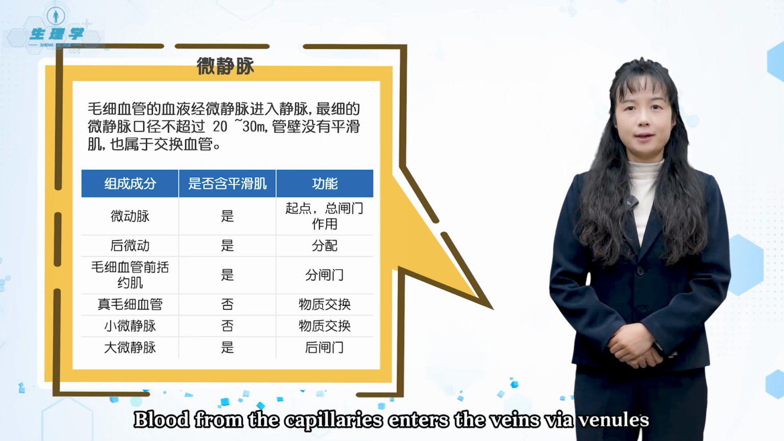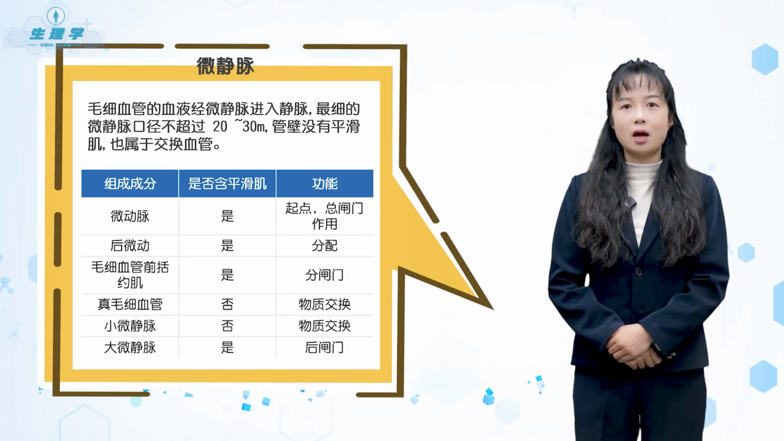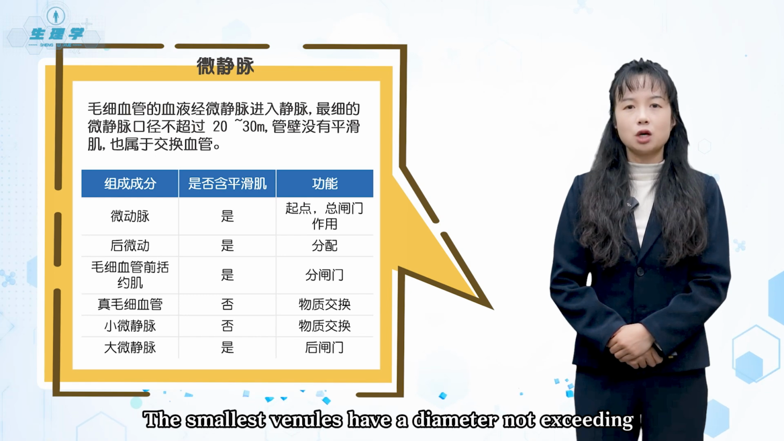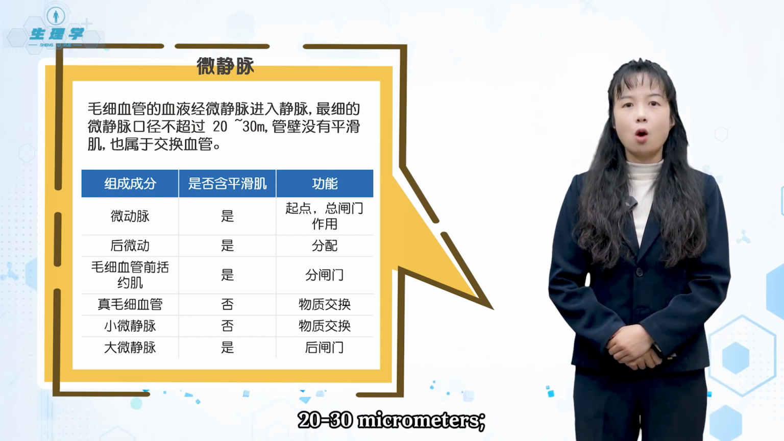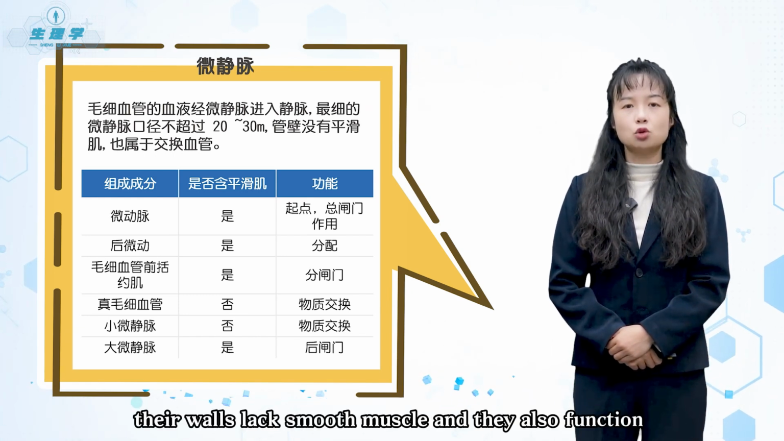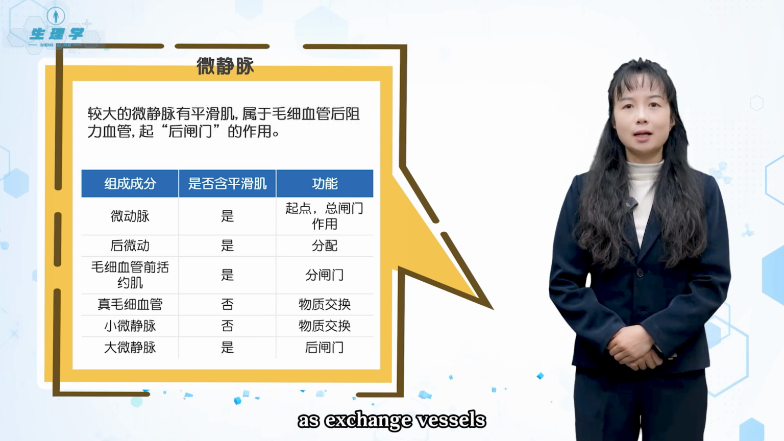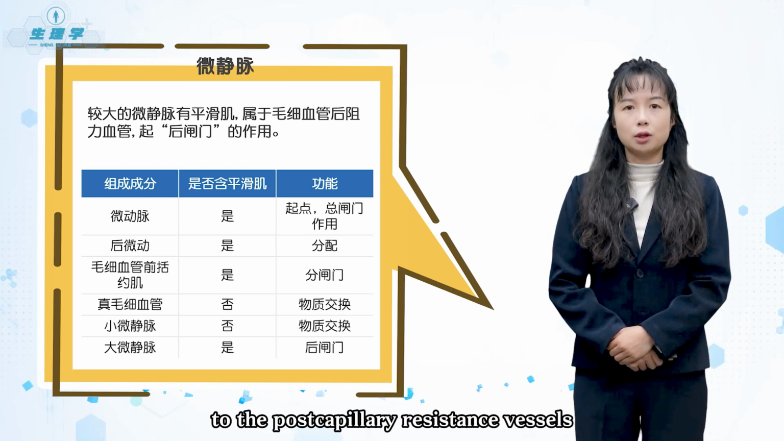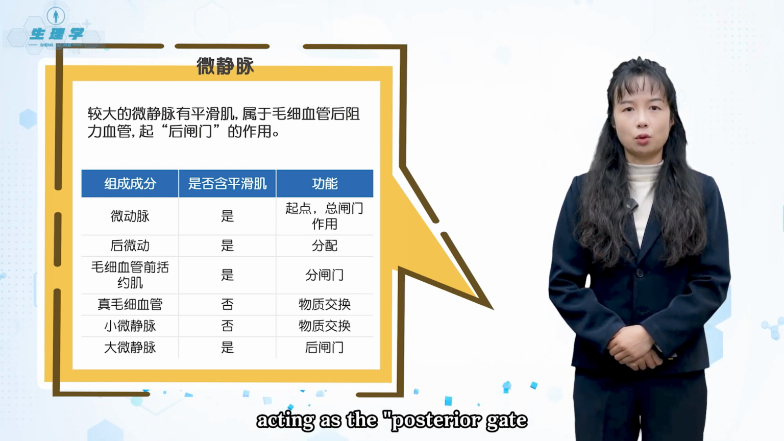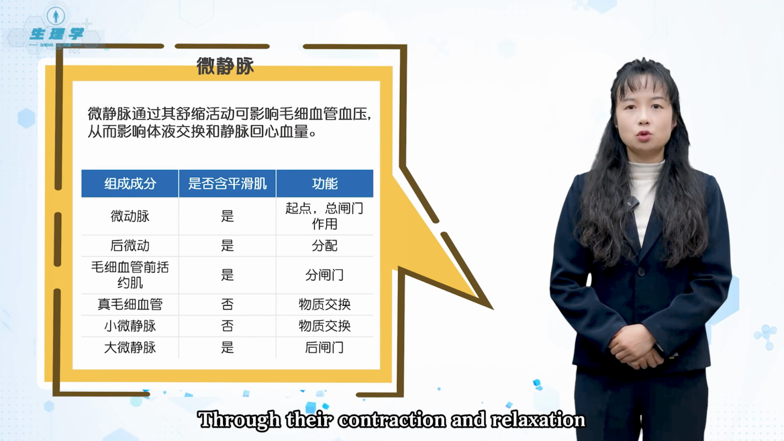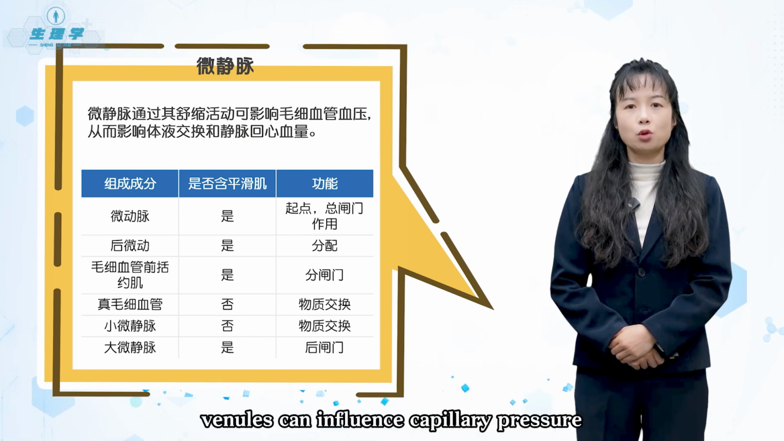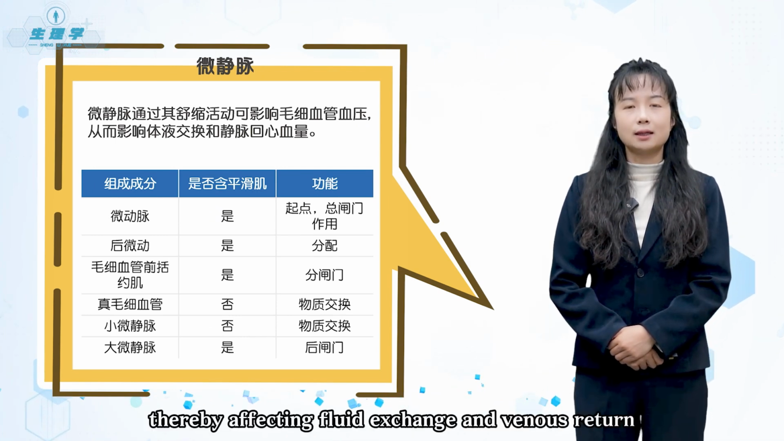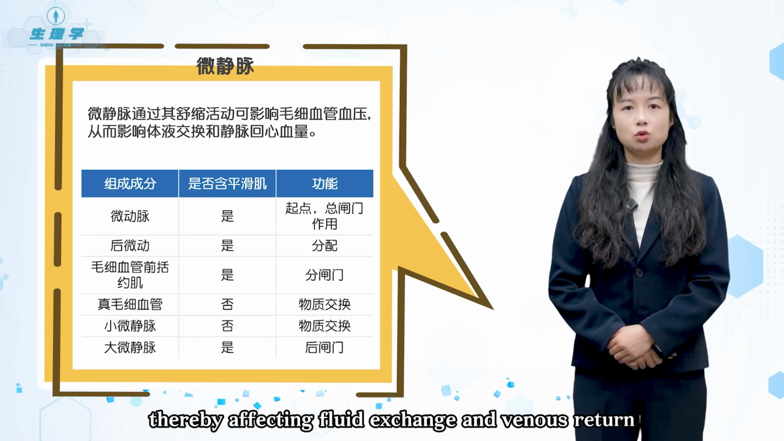Blood from the capillaries enters the veins via venules. The smallest venules have a diameter not exceeding 20 to 30 micrometers. Their walls lack smooth muscle, and they also function as exchange vessels. Larger venules possess smooth muscle and belong to the postcapillary resistance vessels, acting as the posterior gate. Through their contraction and relaxation, venules can influence capillary pressure, thereby affecting fluid exchange and venous return.